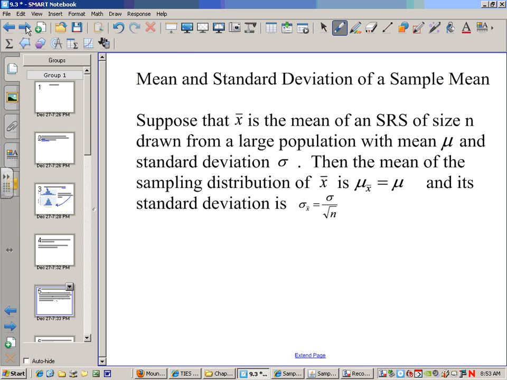So the mean and standard deviation of a sample mean: suppose that x bar is the mean of an SRS of size n drawn from a large population with mean mu and standard deviation sigma, then the mean of the sampling distribution of x bar, mu of x bar, is mu, and the standard deviation is sigma of x bar, which is sigma over the square root of n.